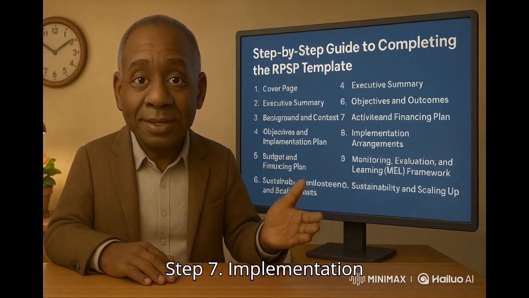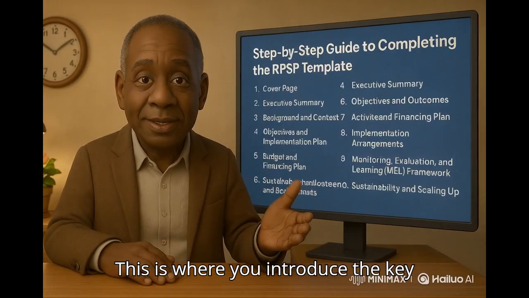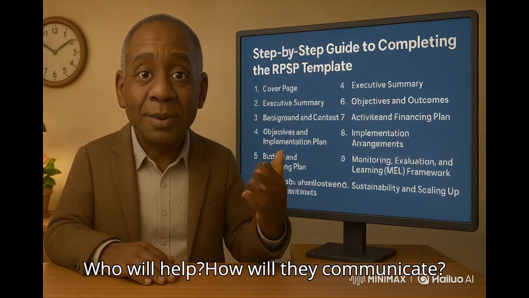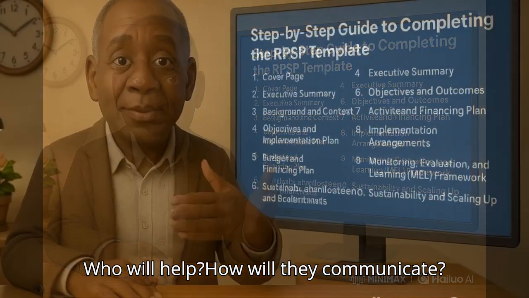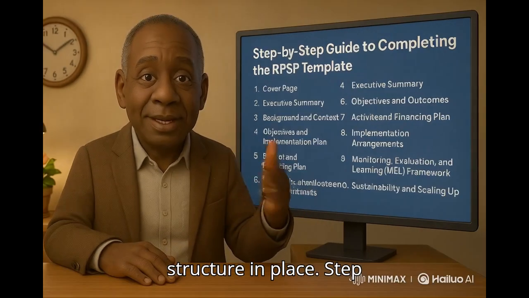Step 7. Implementation arrangements. Who's in charge? This is where you introduce the key players. Who will lead the project? Who will help? How will they communicate? Be sure to show that there's a solid team structure in place.